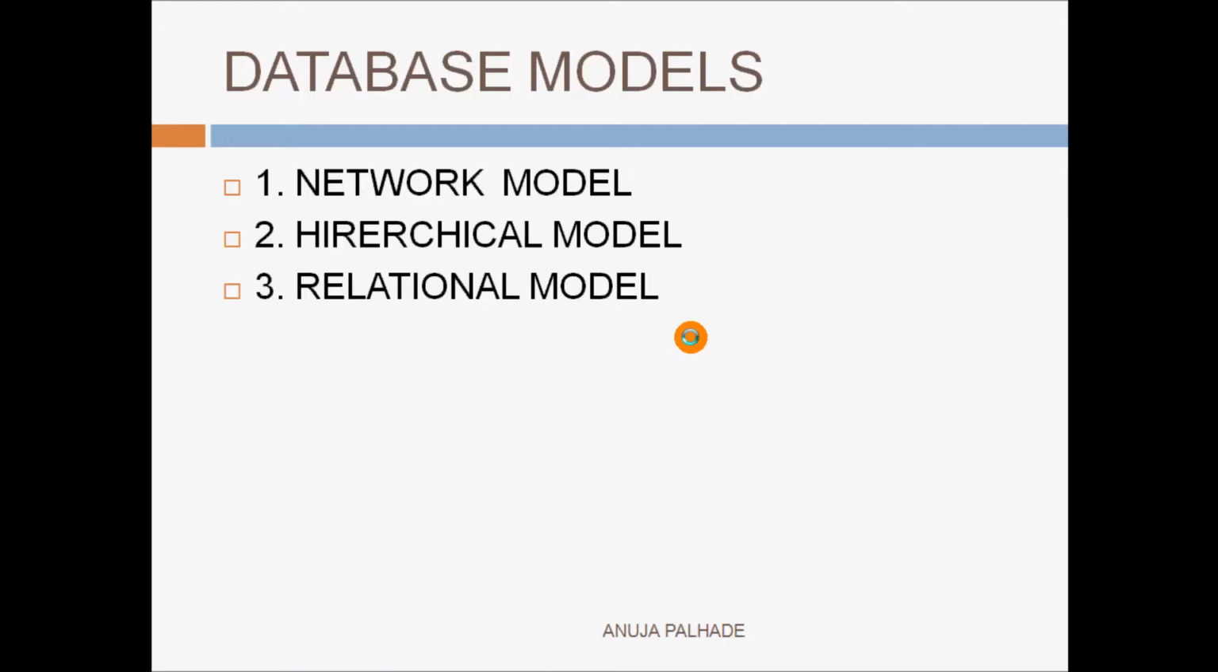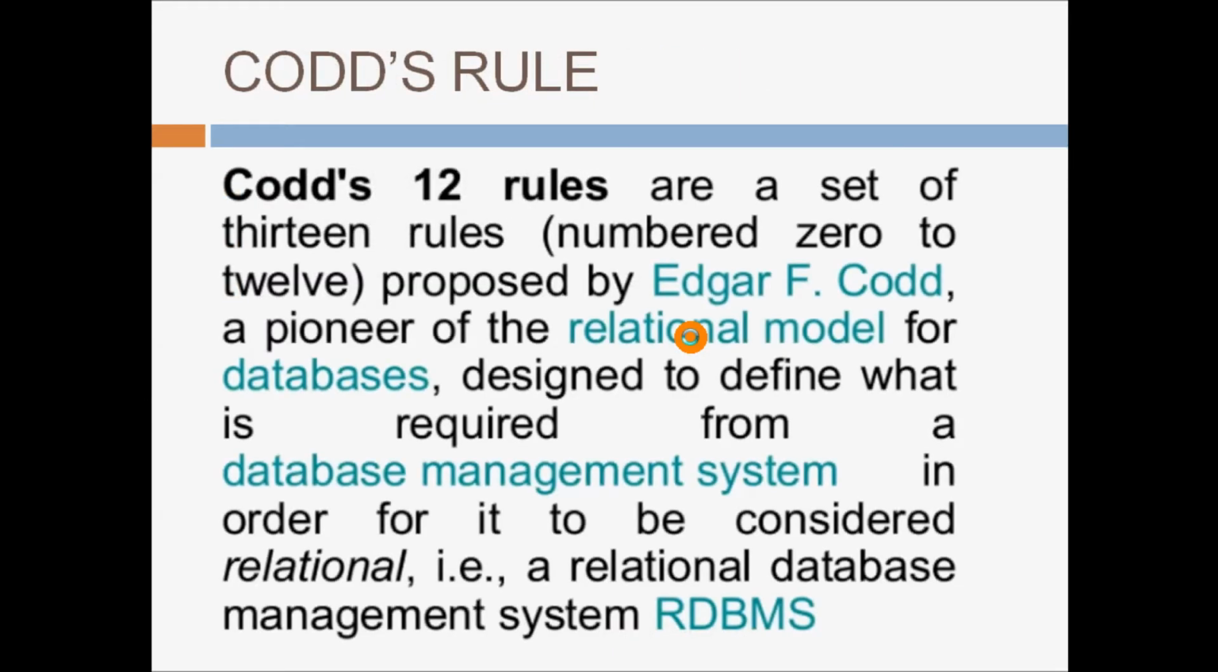You may have seen or heard about the network model, hierarchical model or relational model. The network model is a database that has been made for the network. The hierarchical model is also another kind of database, and the relational database is what we are going to learn in the database management system. Here, that database model we are seeing. So, Codd's rules are a set of 13 rules numbered 0 to 12. Actually, they are 13, but we say them as 12 rules.